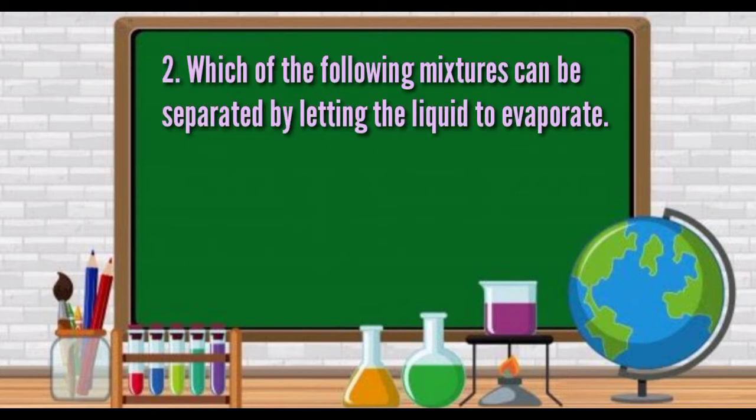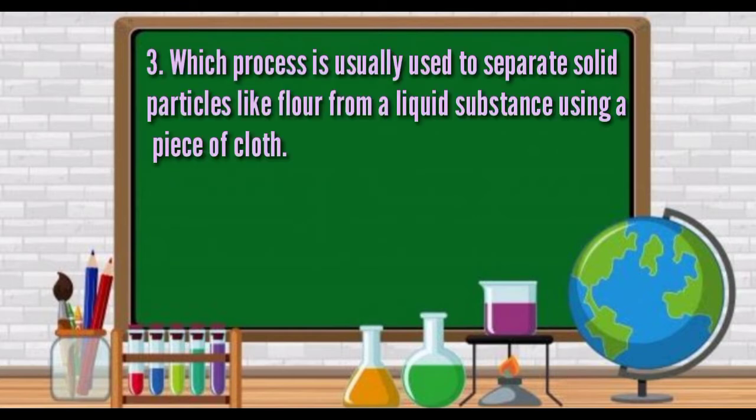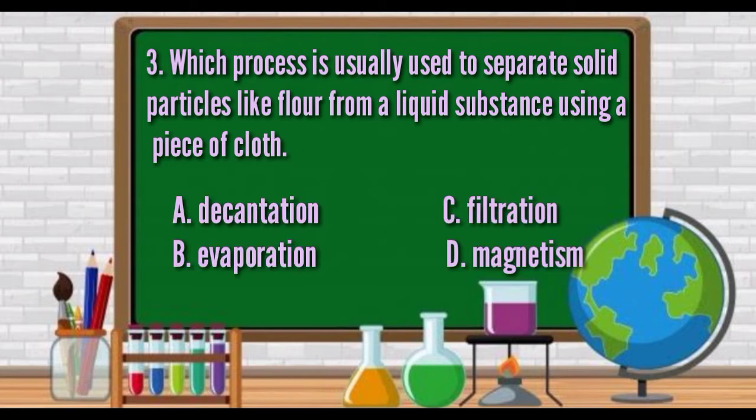2. Which of the following mixtures can be separated by letting the liquid evaporate? A. Pineapples in a jam. B. Grapes in a fruit salad. C. Raisins in a bread. Or D. Salt in a seawater. 3. Which process is usually used to separate solid particles like flour from a liquid substance using a piece of cloth? A. Decantation. B. Evaporation. C. Filtration. Or D. Magnetism.